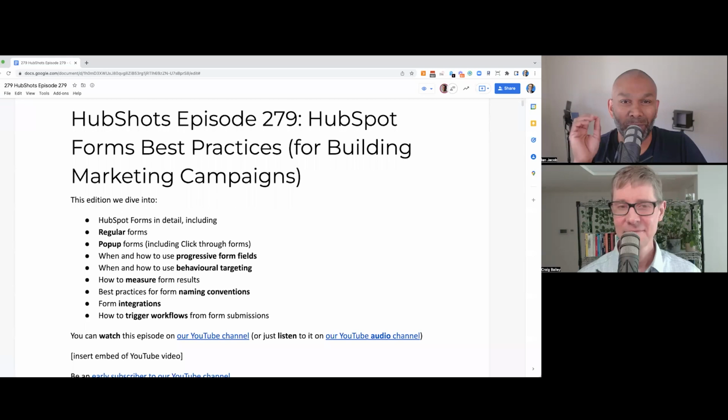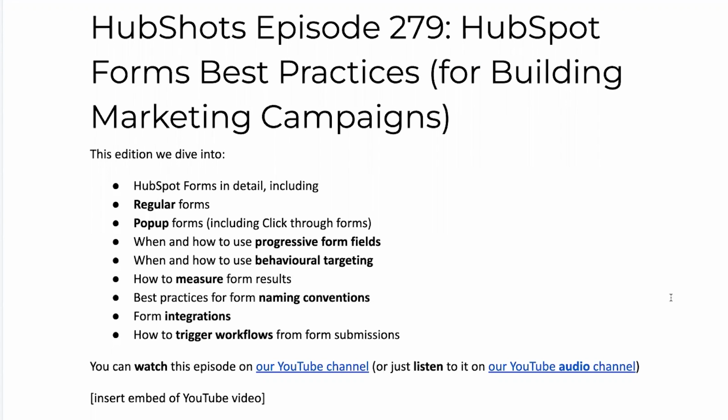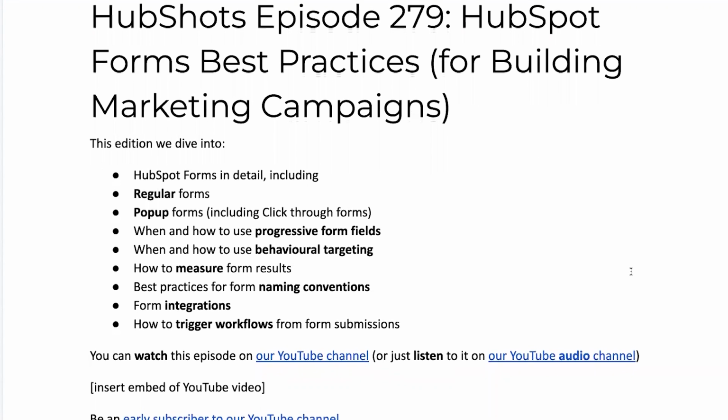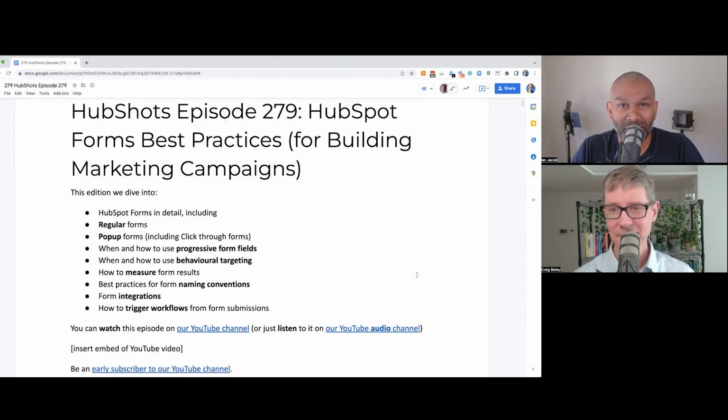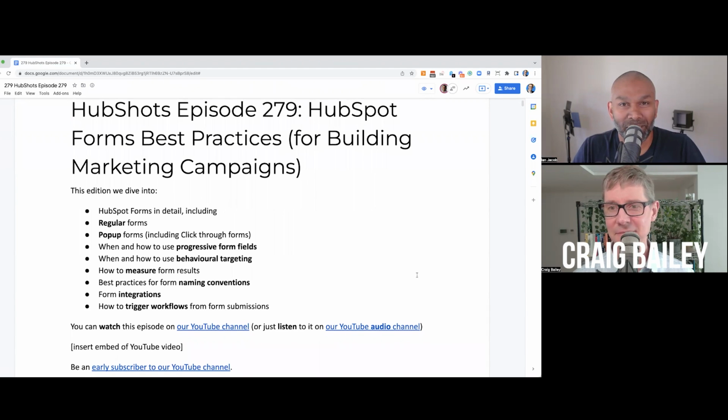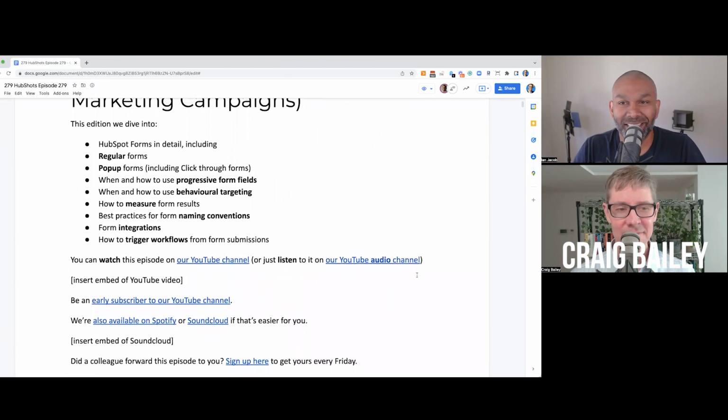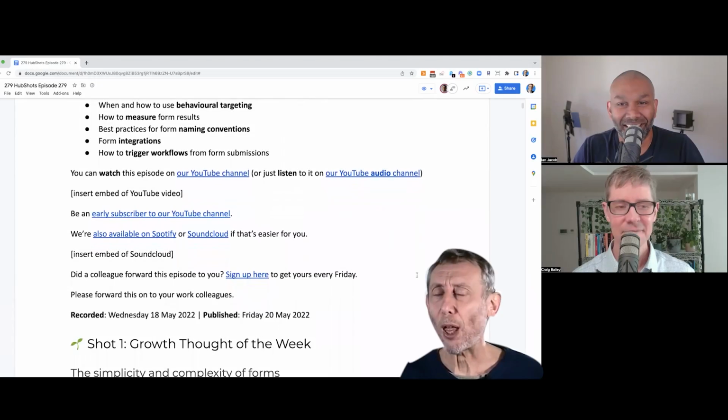In this episode, we talk about HubSpot Forms best practices, and it's really a carry-on from building marketing campaigns in episode 278. In this episode, we will talk about regular forms, when to use that, pop-up forms, progressive form fields, behavioral targeting, measuring your results, and using forms and workflows together, and some form integrations. You're listening to the #1 HubSpot podcast, where you'll learn about HubSpot tips, tricks, and strategies for growing your sales, service, marketing, and now operations results.